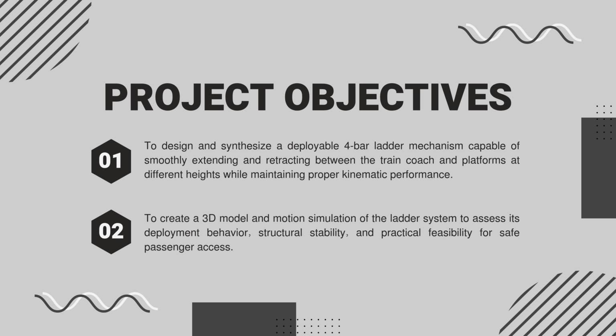Let us discuss the problem statement. The first objective of this project is to design and synthesize a deployable four-bar ladder mechanism that can smoothly extend and retract between the train coach and platforms of different heights. The mechanism must maintain proper kinematic performance and ensure reliable obstruction-free motion.